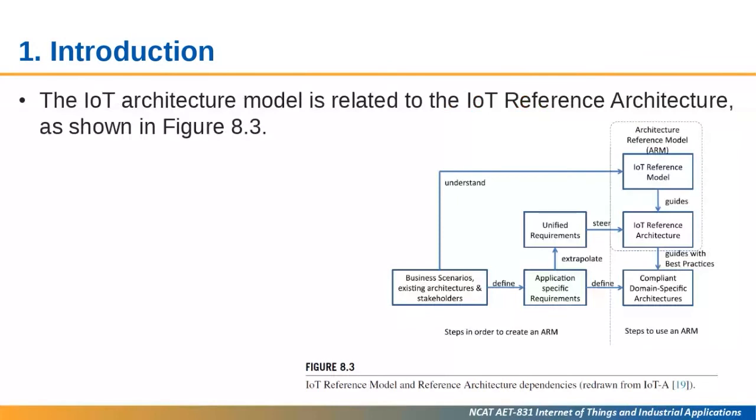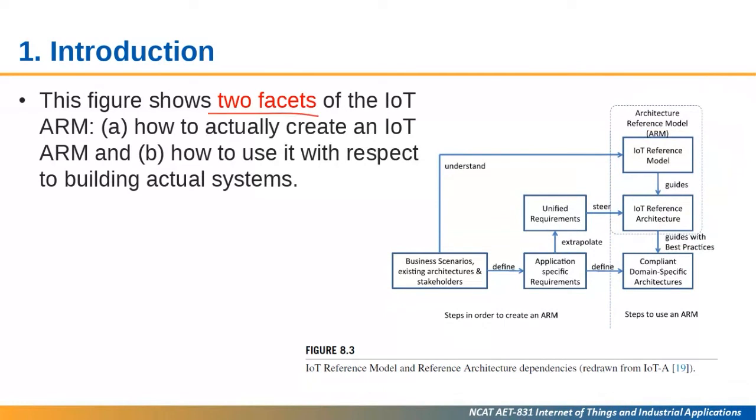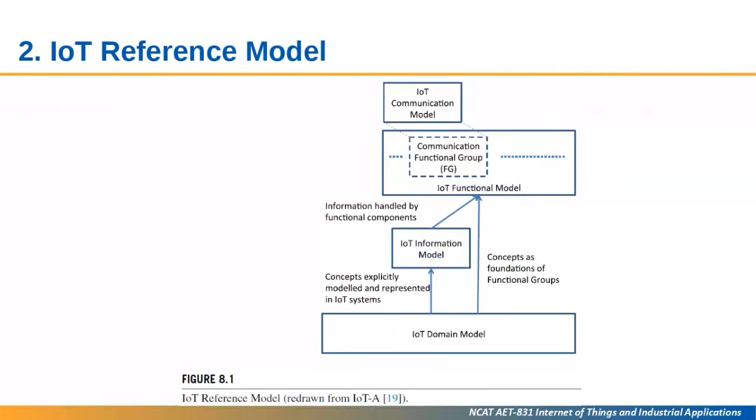Okay, this figure shows the relation between the reference model and the architecture model. Basically, the reference model is here, and that guides the reference architecture. And these 2 things together are what we discuss in this chapter, the architectural reference model. So in my opinion, it's just a few words put together. Anyway, the figure shows 2 phases of the IoT ARM: how to actually create an IoT ARM and how to use it with respect to building actual systems. Okay, that's the first part of this lecture.